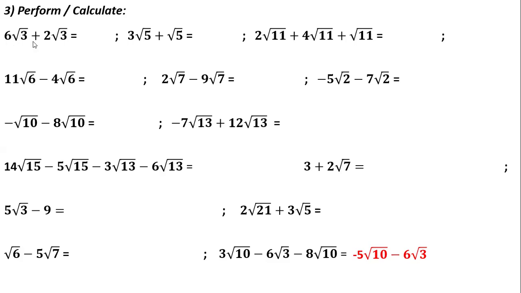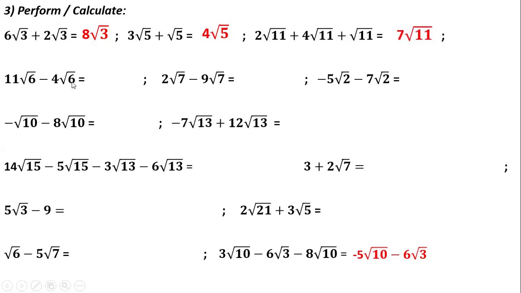So 6 radical 3 plus 2 radical 3, I have the same radicand. 6 plus 2 is 8, so it's 8 radical 3. So my answer is 8 radical 3. 3 radical 5 plus radical 5. I have same radicand, so I can add. The coefficient is a 3. I have no coefficient. As I said, it's 1. So 3 plus 1, it's 4 radical 5. I have same radicands, radical 11. 2 plus 4 is 6, plus 1 is 7, so it's 7 radical 11.